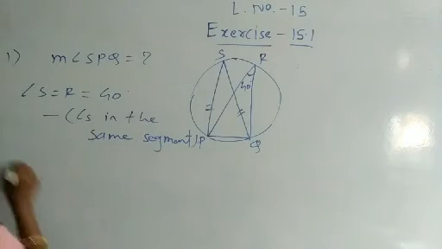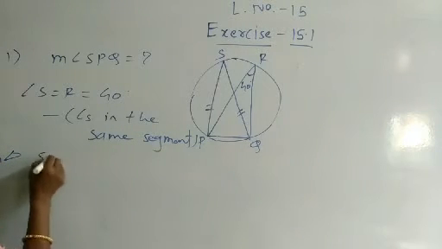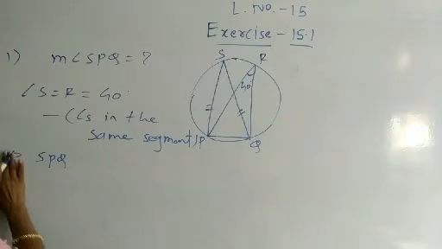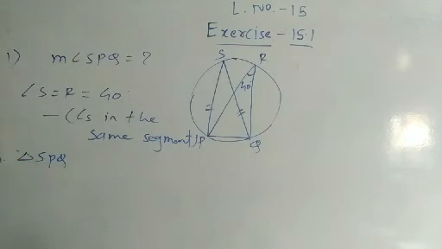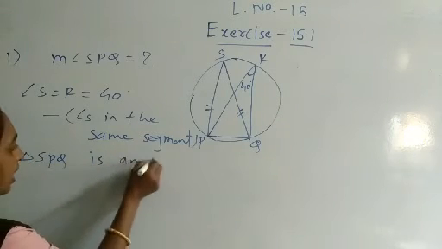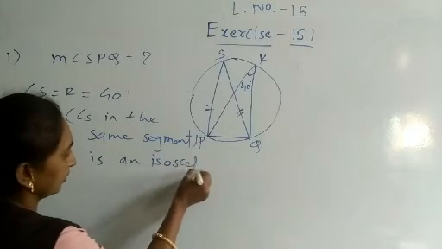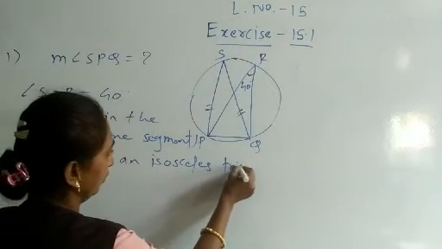Okay. And now in the triangle, you can see the triangle. What is the triangle? Triangle SPQ. Triangle SPQ is an isosceles triangle.